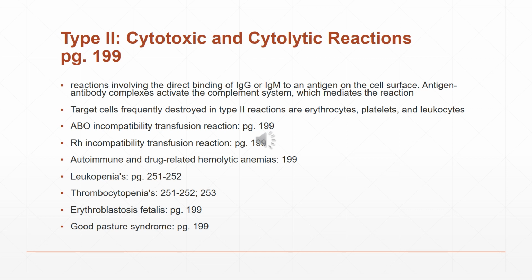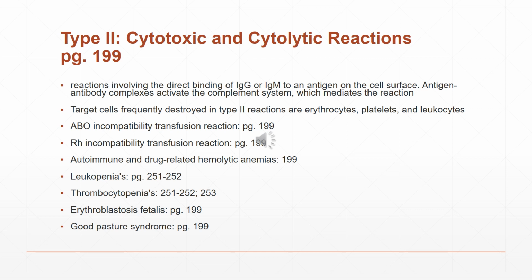Type 2 hypersensitive reaction is also known as a cytotoxic or cytolytic reaction, found on page 192 of your textbook. This is where reactions involve the direct binding of immunoglobulin G and immunoglobulin M to an antigen on the cell surface. Antigen-antibody complexes activate the complement system, which mediates the reaction. Target cells frequently destroyed in type 2 reactions are erythrocytes, platelets, and leukocytes. The most commonly known disorders that occur because of this are your ABO incompatibility transfusion reaction. When you're transfusing blood, if you give somebody who is A negative, A positive blood, you're going to have a problem. So it's very important that you check that there is ABO compatibility.